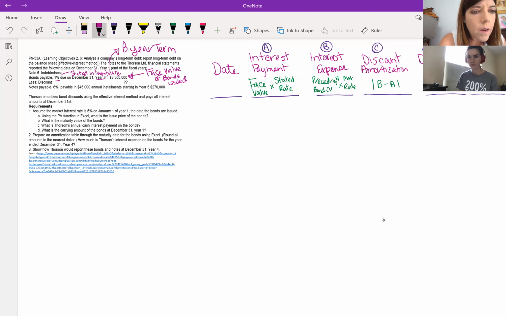Thornton amortizes bond discounts using the effective interest method, which is what I've been teaching you all along, and pays all interest amounts at December 31st. What does this mean? How often is this bond paying interest? Once a year. Once a year. So that's going to affect a lot of our calculations.